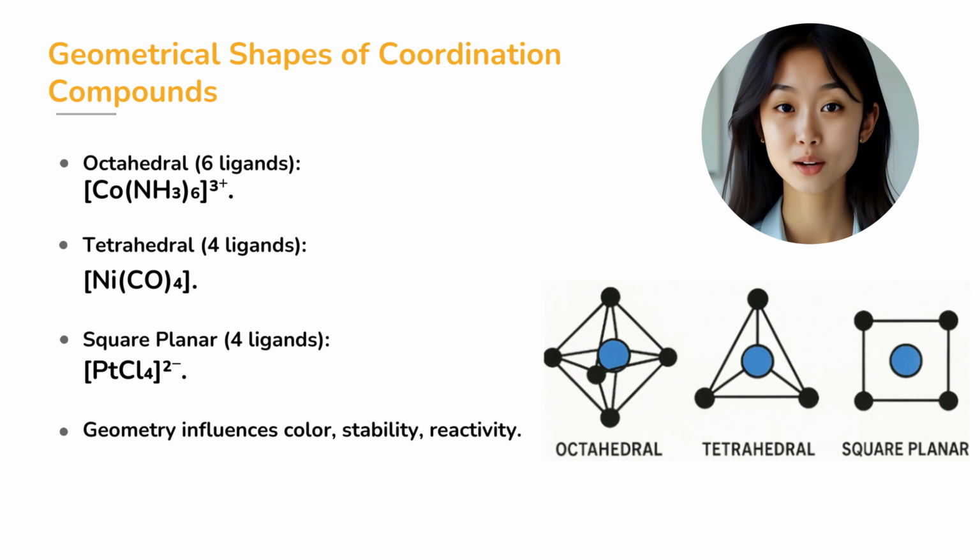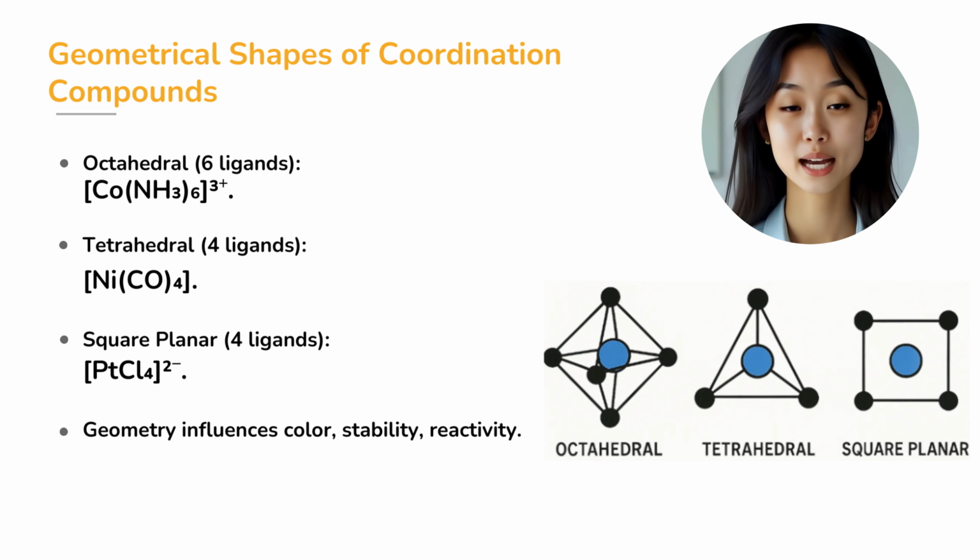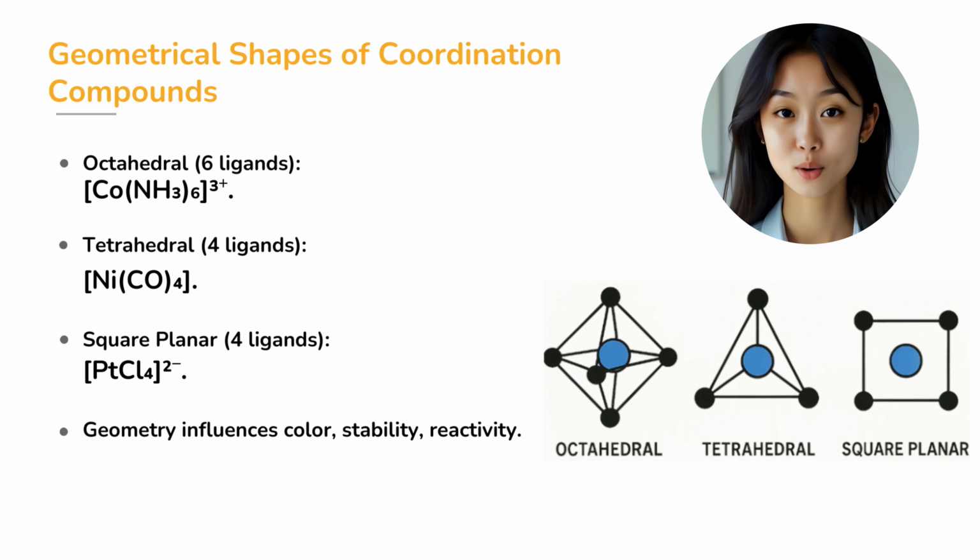Ligands don't just crowd around randomly, they arrange themselves in neat geometrical shapes called coordination polyhedra. If the coordination number is 6, they dress up in an octahedral geometry, like cobalt hexamine, written as [Co(NH3)6]3+. If the number is 4, they can either go tetrahedral, like nickel tetracarbonyl, [Ni(CO)4], or square planar, like tetrachloroplatinate, [PtCl4]2-.